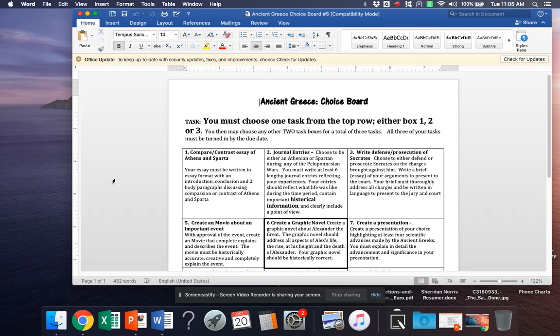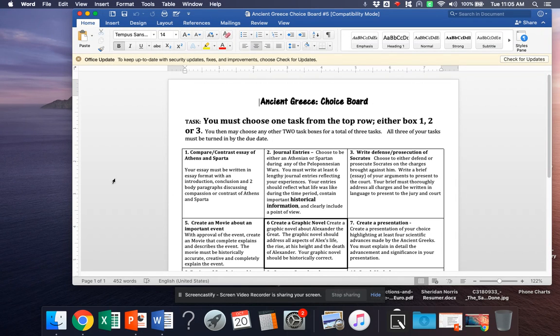So that's the first 3. The next 6, you can pick any 2. So I'm going to walk through each of these so that you understand what you're doing and what you're required to do for any of these. Some of them will allow you to do things on paper. Some of them will allow you to do things using digital apps. Some of them are more creative than the others.